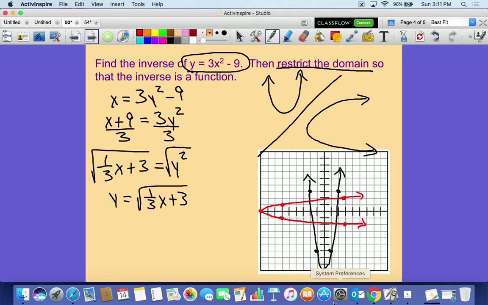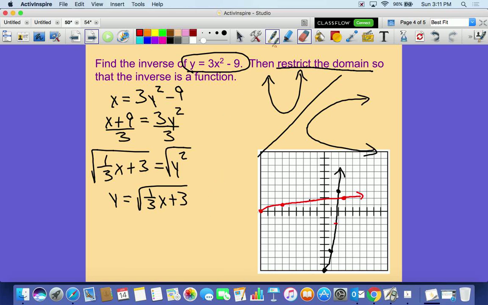Now, if you notice, this bottom half of the red line works together with this half of the black line. If I were to simply erase this part of the black line, what would happen to the red line is this half would be gone also. And now our red line is a function. So what we could say for this is restrict the domain so that the inverse is a function.